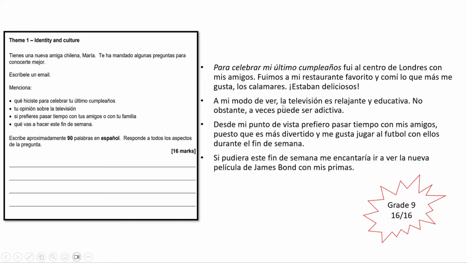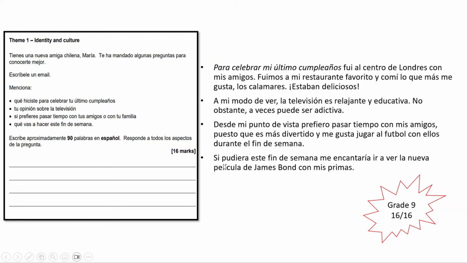On the second bullet point, we are using the present tense, es relajante, and we've got the infinitive, puede ser adictiva. And in the third bullet point, we have got a nice sentence starter, desde mi punto de vista, the way I see it, or from my point of view. And then we've got the present tense there, me gusta.